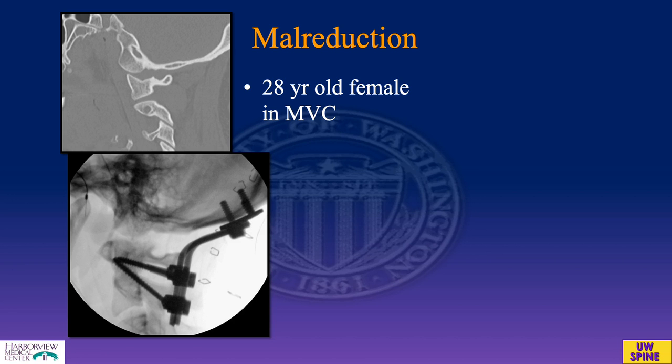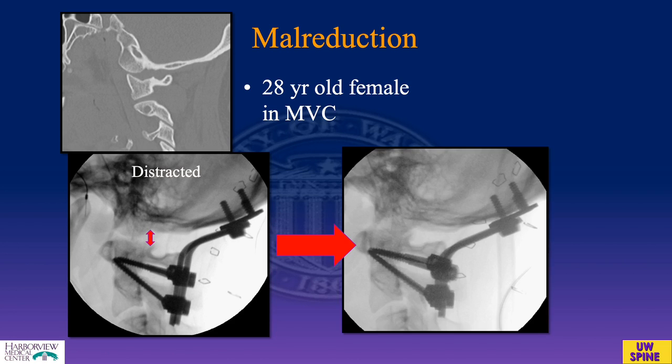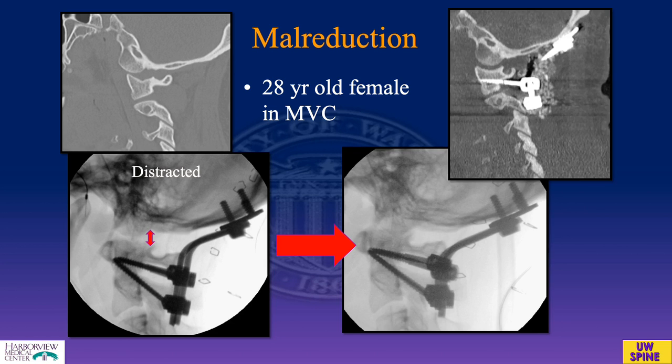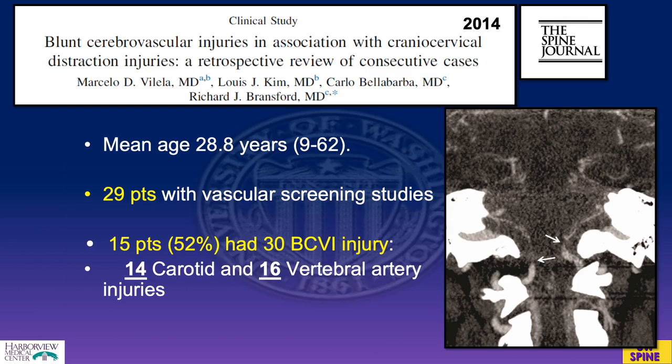We have to be aware of malreduction. So here's a 28-year-old female involved in a motor vehicle collision, and you can see on this initial film that she's distracted a little bit. So we end up repositioning the rods and screws. We can see that now she's much better aligned here between the occipital condyle and C1. And here's what her postoperative CT scan looks like, showing a very adequate reduction.